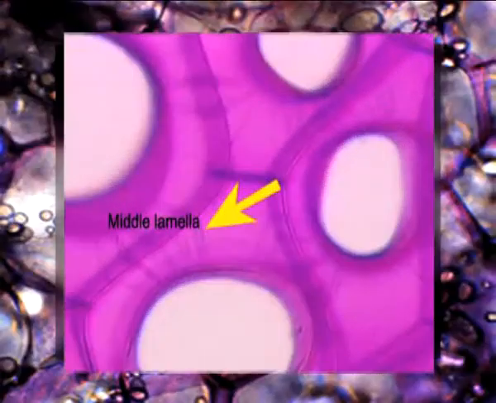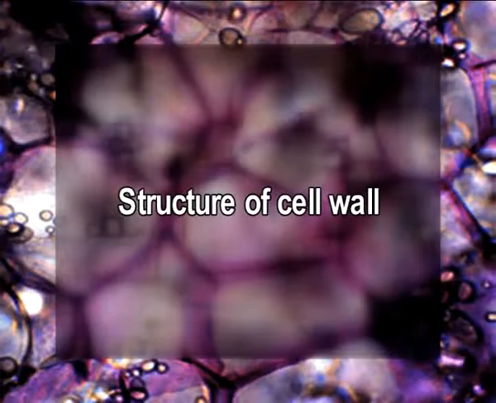Many mature plant cells, especially those that have stopped growing, have laid down a secondary wall between the primary wall and the cell membrane. Between the primary walls of adjacent cells is the middle lamella that cements the two cell walls together. Now we will see the structure of the cell wall.